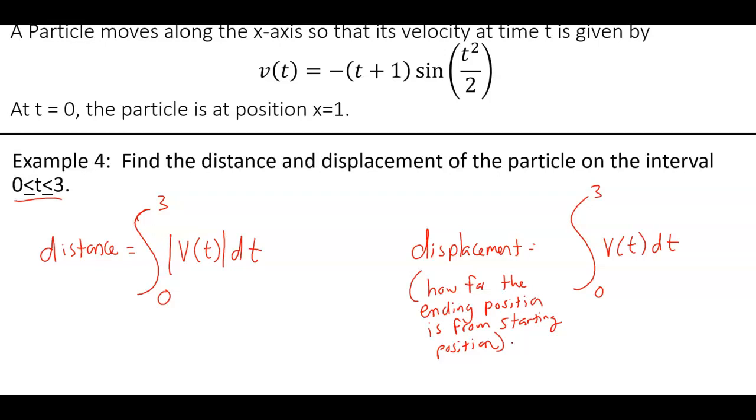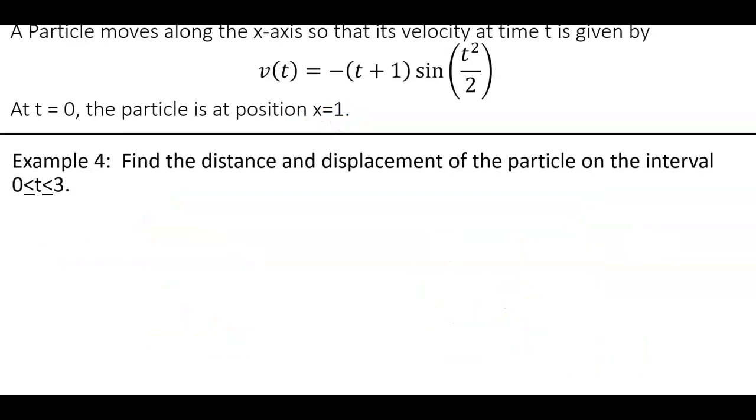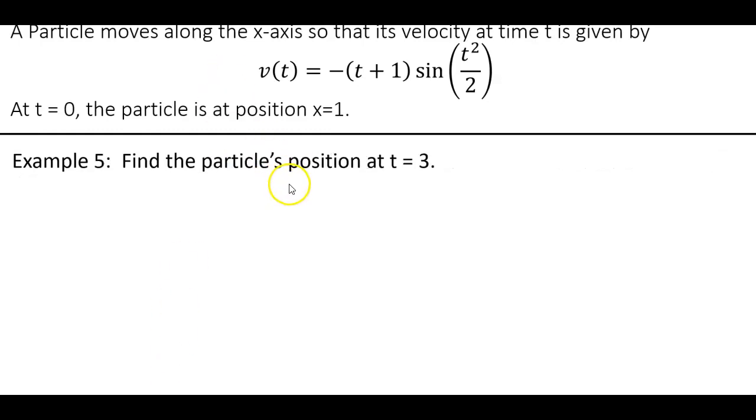Let's go ahead and punch them into our calculator and I'll write down the answers. And here's what I got by calculating those. So this means that the object traveled a total of 4.334 units. This one tells me that the object is negative 2.197 units to the left of its starting position. So that's distance and displacement. Let's go ahead and take a look at the next one.